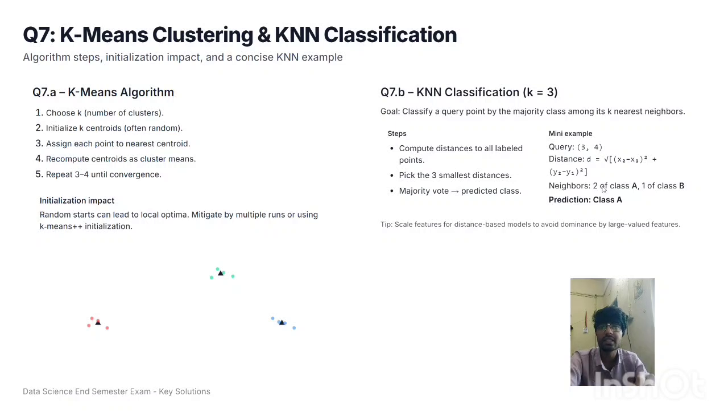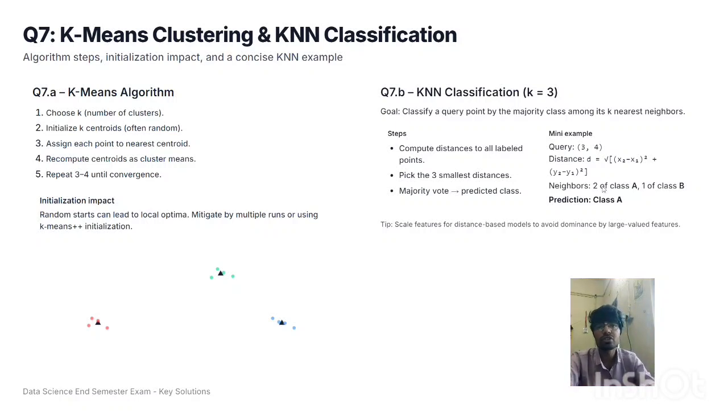This is convergence. Now, the initial centroids have a huge influence on the result. Bad initialization can lead to a local optimum, where the algorithm gets stuck in a suboptimal solution. The solution is to run k-means multiple times with different random initializations and choose the best result, or use k-means++, which is a smarter initialization method.